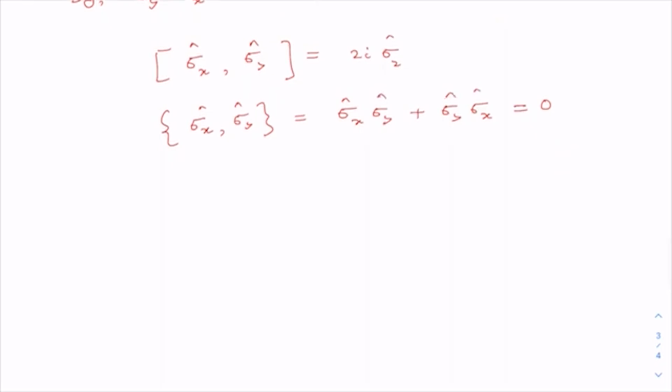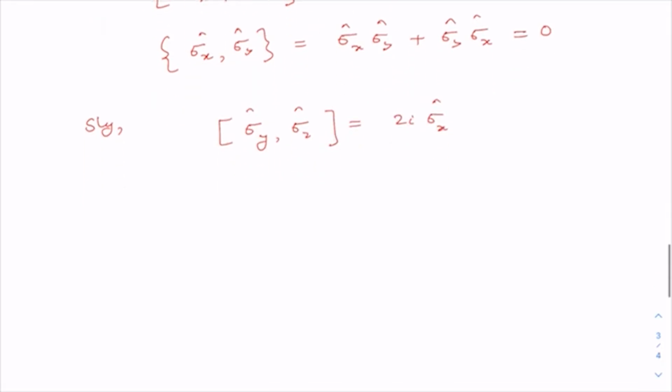In a similar way, you can show these relations: the commutator of sigma y and sigma z is equal to twice I sigma x. Note the cyclicity here: y z, then you have x. Similarly, you can write the commutator of sigma z and sigma x, which would be twice I sigma y.